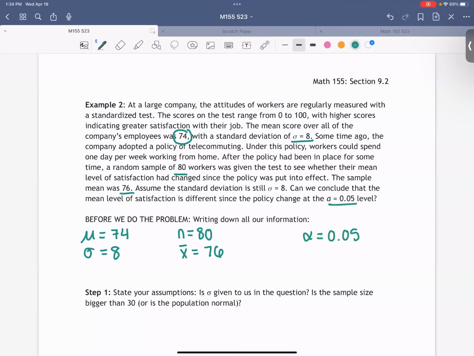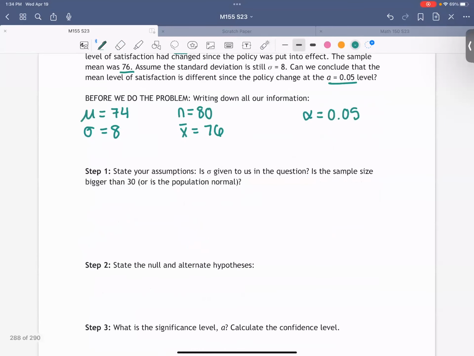Perfect. So we have all the information. Let's just go into the assumptions. Step 1, stating the assumptions. Sigma given to us? Yes, it is. It's right there, right? So yes, sigma is given. Okay, gets a smiley face for that.